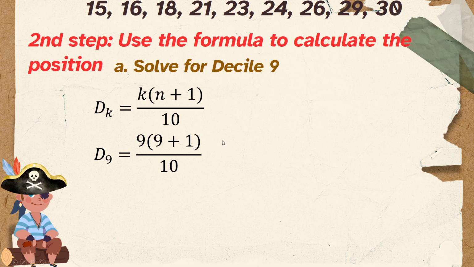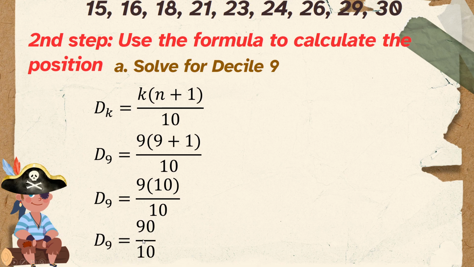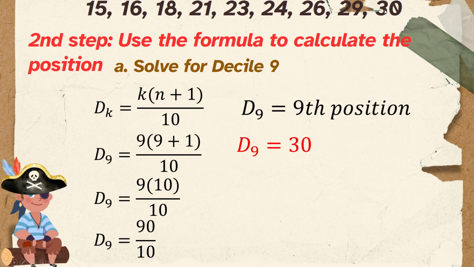So 9 plus 1 is equal to 10. 10 times 9 is equal to 90. 90 divided by 10 is equal to 9. Our ninth decile is equal to the ninth position. So what is the ninth position? 1, 2, 3, 4, 5, 6, 7, 8, 9. Therefore, our ninth decile is equal to 30.